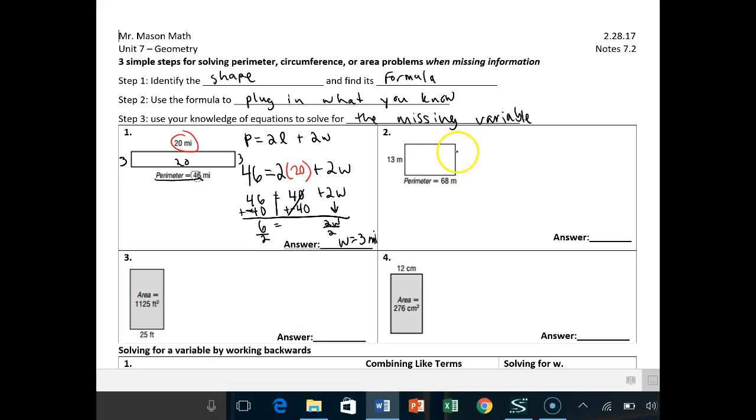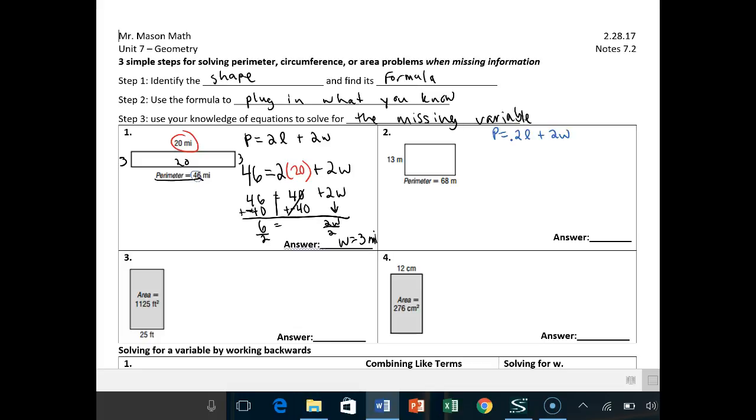Go ahead and show me number 2 for a Class Dojo point and a correct answer when you get it right. So you'd start off again by saying perimeter is equal to 2 times the length plus 2 times the width, and then plug in what you know.